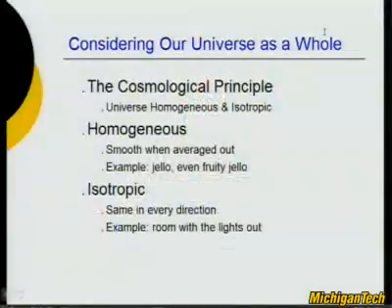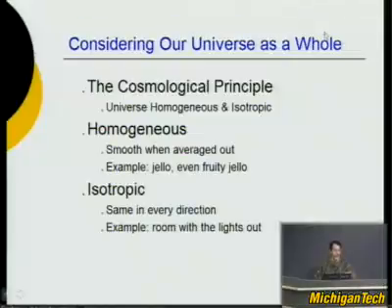All right, so let's think about the universe as a whole for a second. There are several ways to consider the universe as a whole. One is called the cosmological principle, and that is where you consider the whole universe to be homogeneous, which is the same everywhere, and isotropic, the same in all directions. It's a very simple model for the universe. It's easily describable in certain mathematics, and that's what general relativity does.